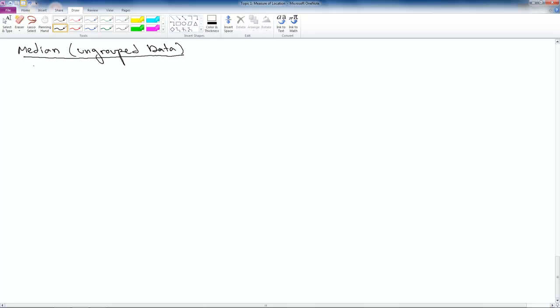So the median for ungrouped data is the same as the mode, where we don't have a specific formula. For ungrouped data there's no formula, there's only theory over here. The theory is that it is the value in the data which is in the center of an arranged data.